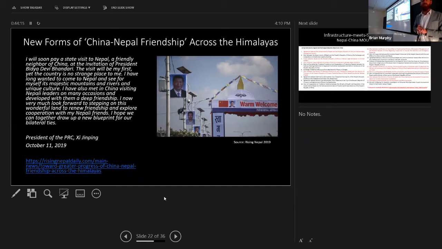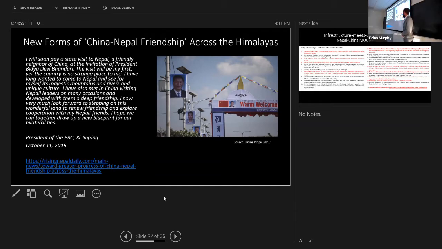From his side, Xi responded with his own articulation of advancing China-Nepal friendship. Just before his visit in October of 2019, he referred to Nepal as this friendly neighbor, and recognizing that the visit would be his first, somewhere that he'd long wanted to come to Nepal and see for myself its majestic mountains and rivers and unique culture. I have also met in China visiting Nepali leaders on many occasions and developed with them a deep friendship. I now very much look forward to stepping on this wonderful land to renew friendship and explore cooperation with my Nepali friends. We hope we can together draw up a new blueprint for our bilateral ties.